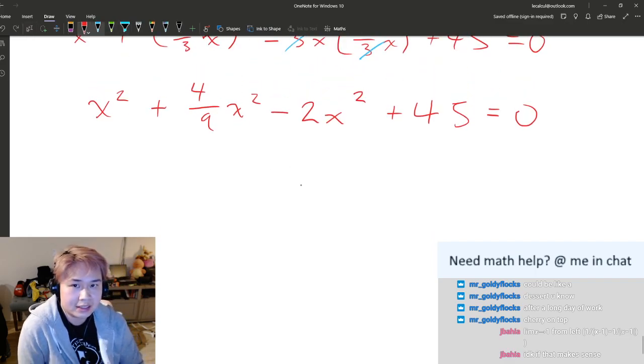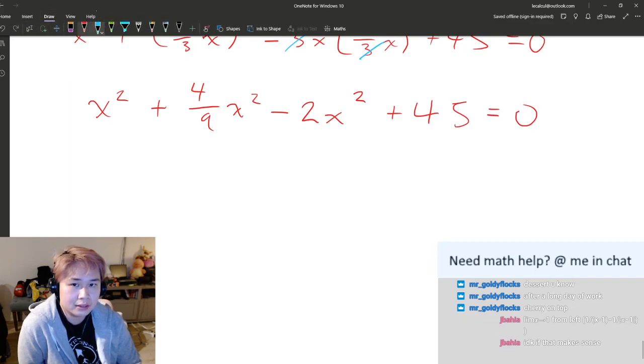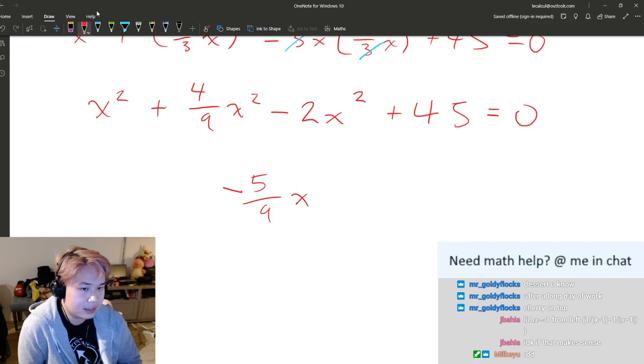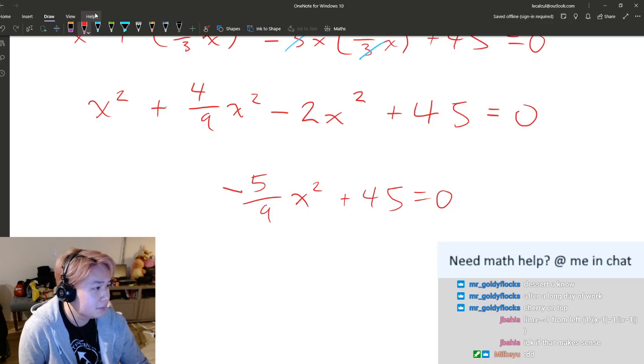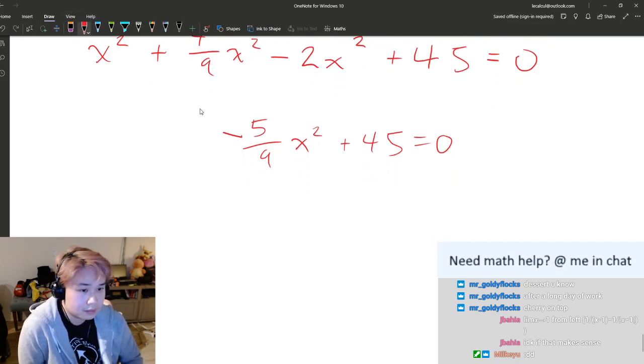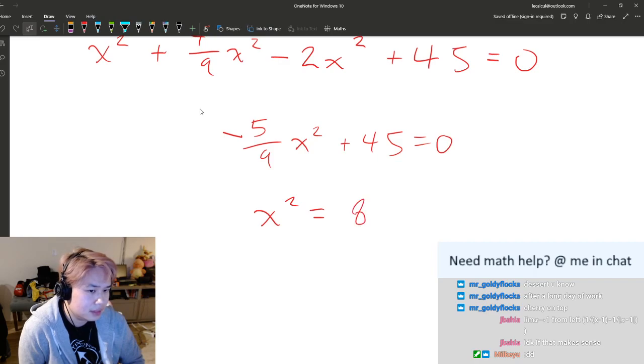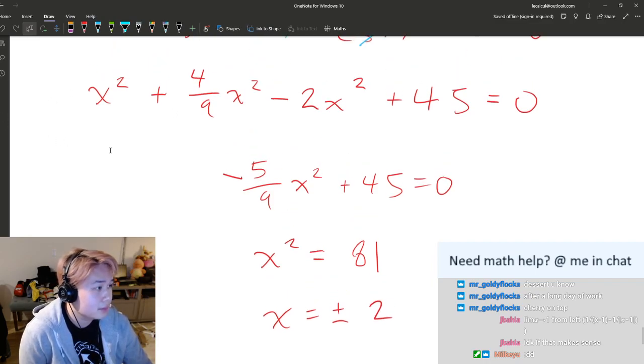Okay, so I fixed this. And then if I collect all my x's together, I think I get negative 5 over 9 x squared. So this should work out now. So this basically means that x squared is going to be 81. So x is plus or minus 2. Okay.